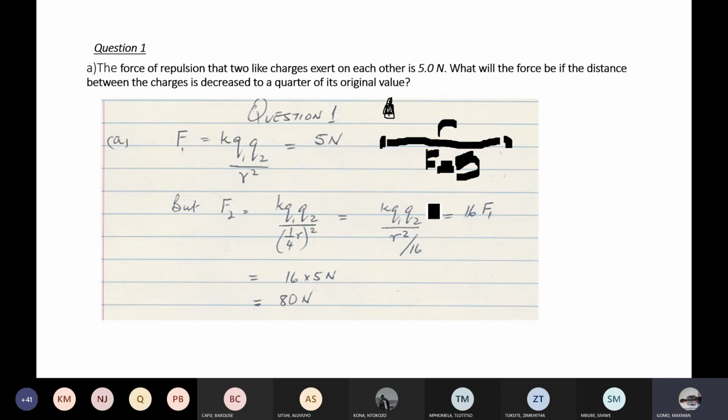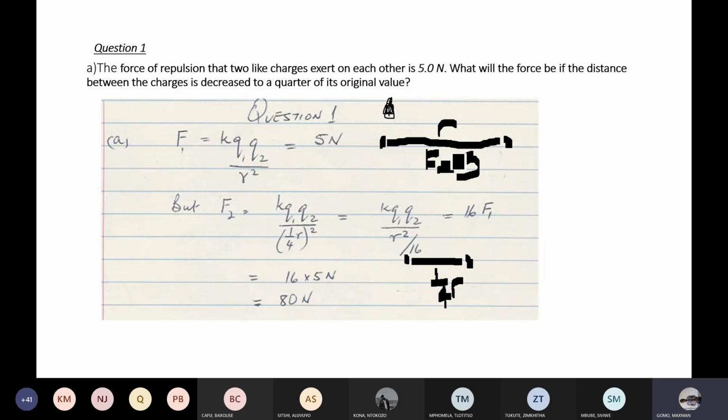Then you are told that now we are going to reduce the distance between the two particles. So what it means is that you are going to have your particle here and the other one is going to be here. You can see now that the distance between these two particles is reduced. So what it means now is that your R here is going to be a quarter. So we're going to have a quarter of R like this.